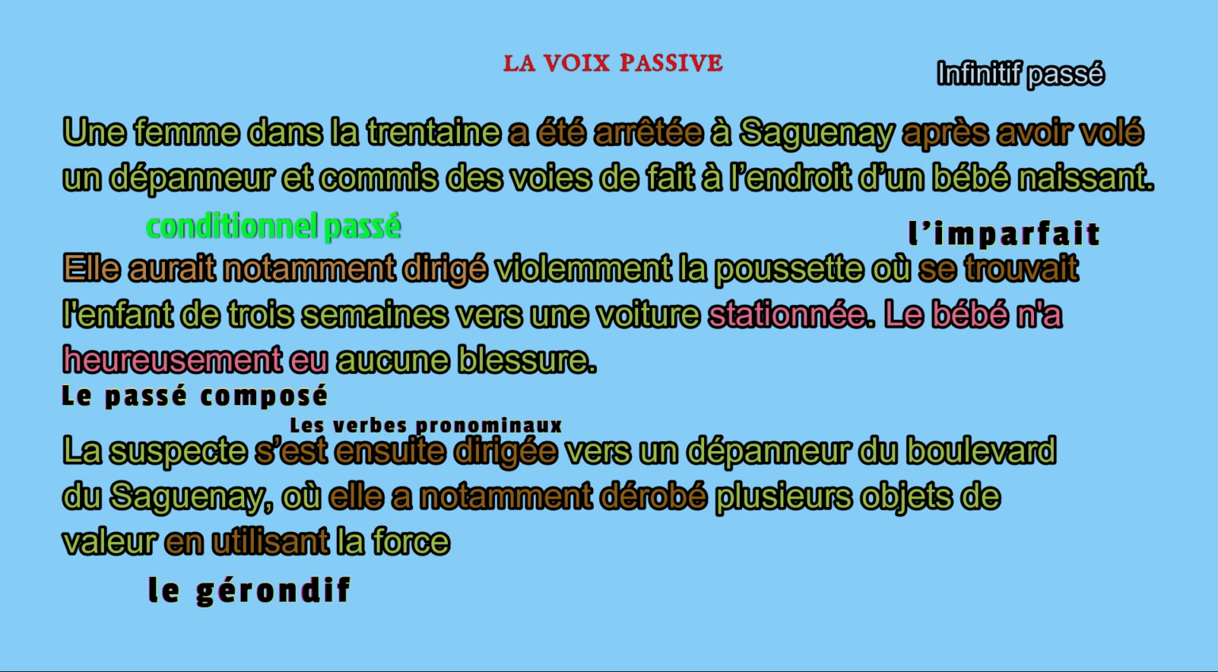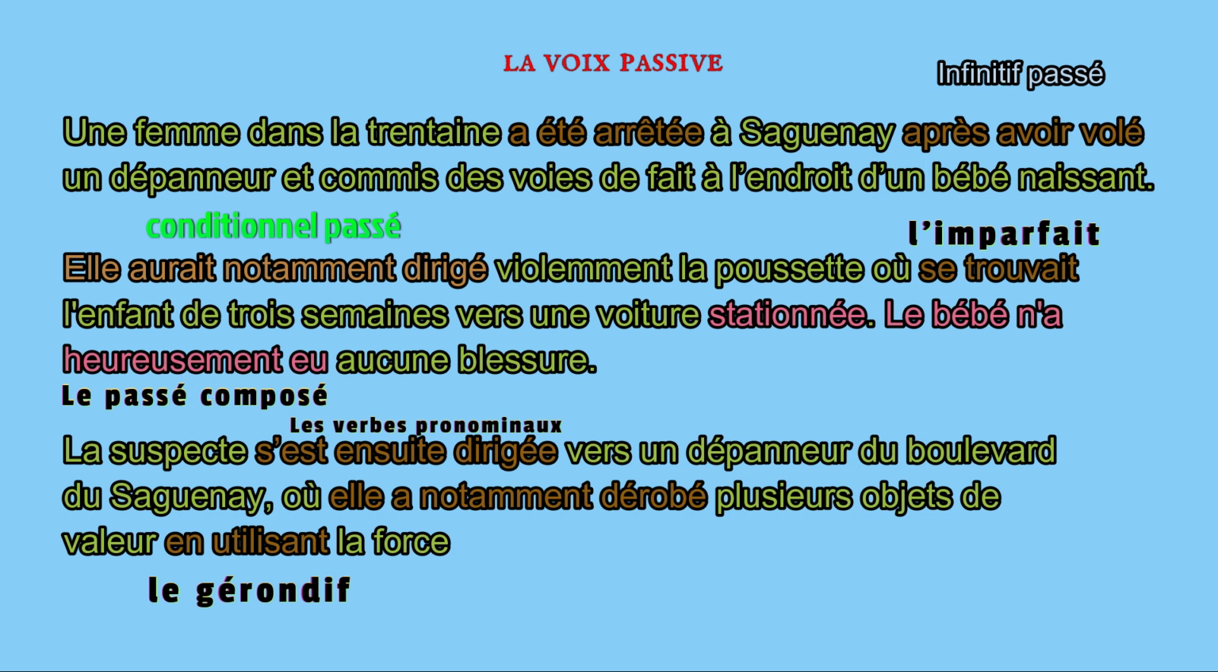Now, le bébé n'a heureusement eu aucune blessure. This is le passé composé. In the passé composé we use auxiliary avoir in the present tense, and since this is le bébé, the third person, we have to use a. Since this is negative, we have to use the negative ne. And after heureusement, eu is the past participle of the verb avoir. So the baby didn't have any injuries.